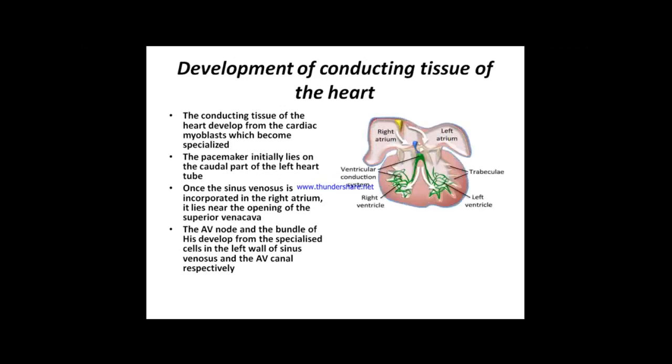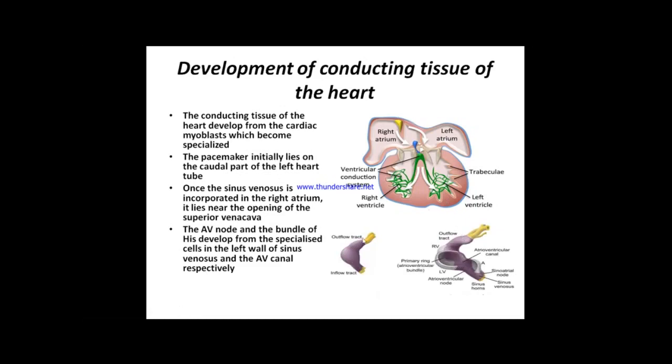So here this is the normal conducting tissue. Here we have the SA node, which lies on the right atrium just near the opening of the superior vena cava. Here we have the AV node, then the bundle of His, then the right and left bundle, and then the Purkinje fibers.